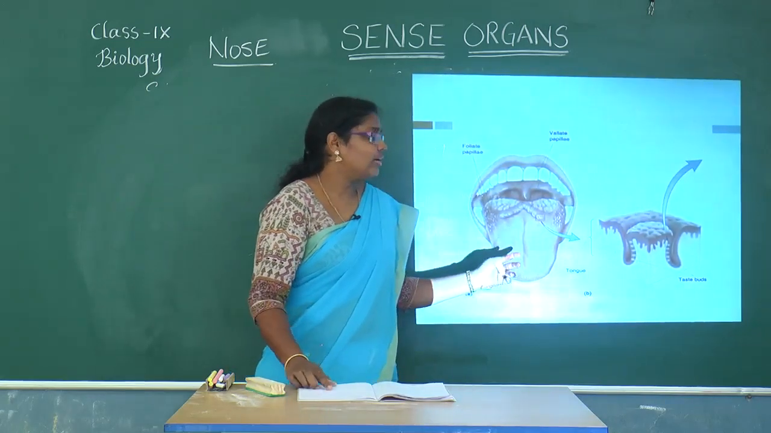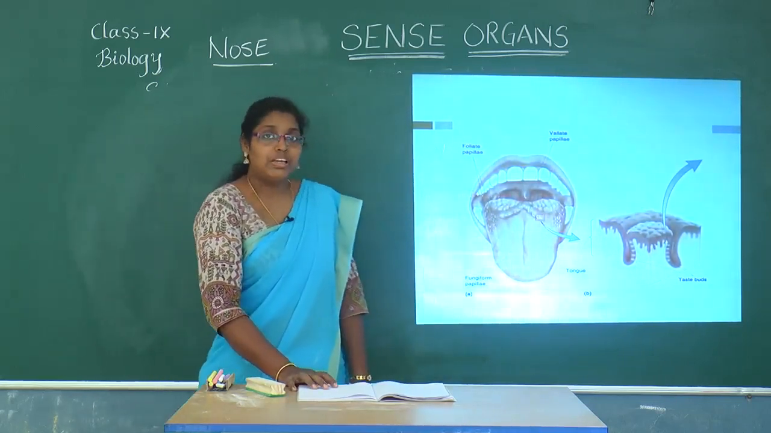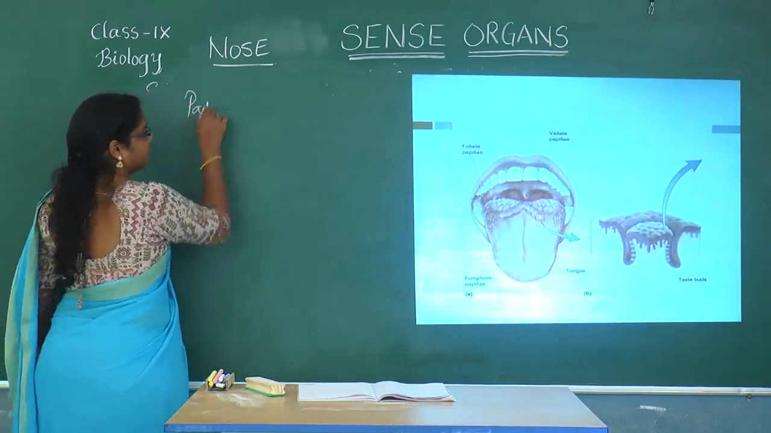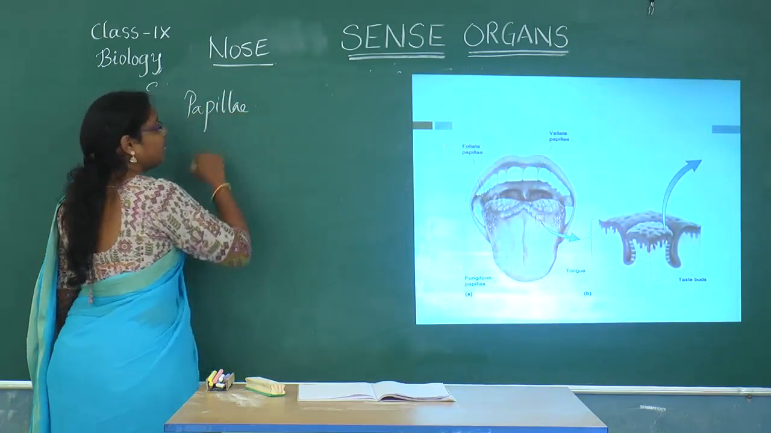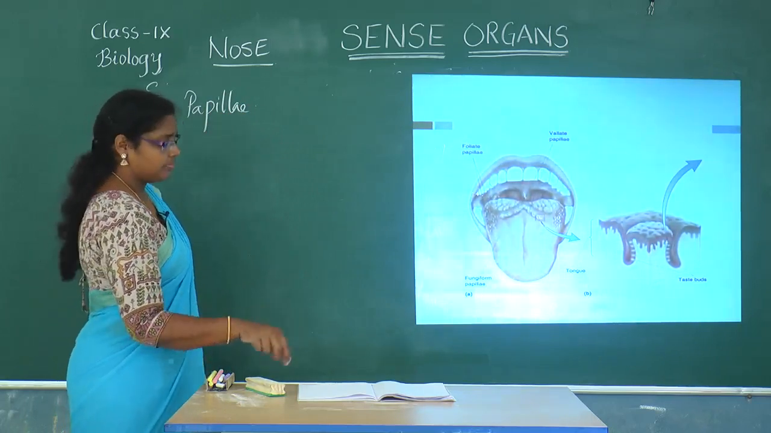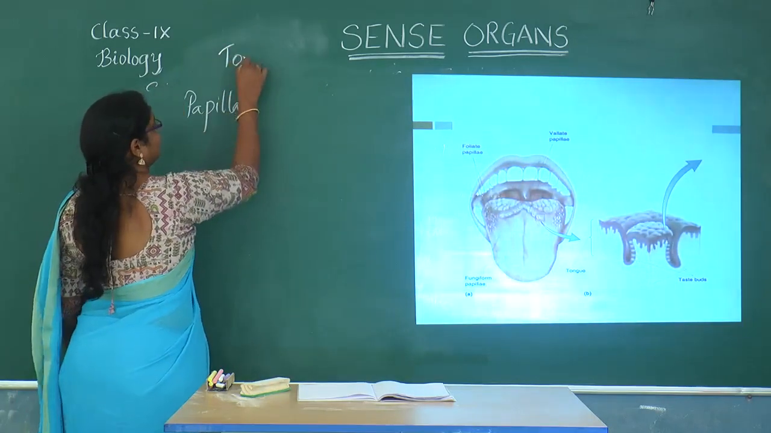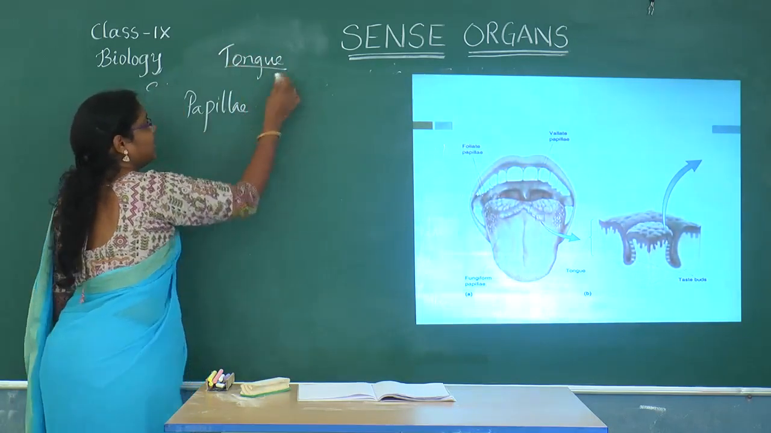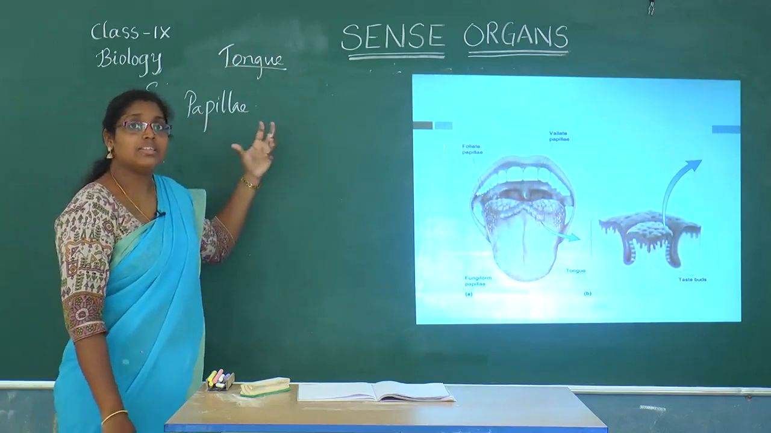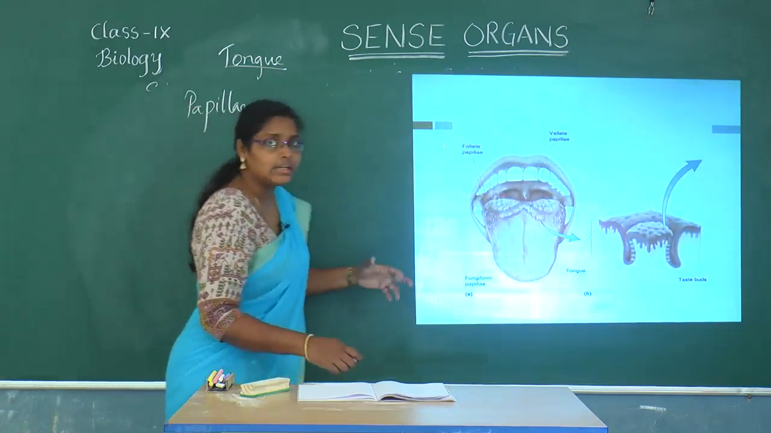Coming here, the tongue has many finger-like projections called papillae. Papillae are finger-like outgrowths which have the receptor cells. The receptor cells are present inside the papillae.